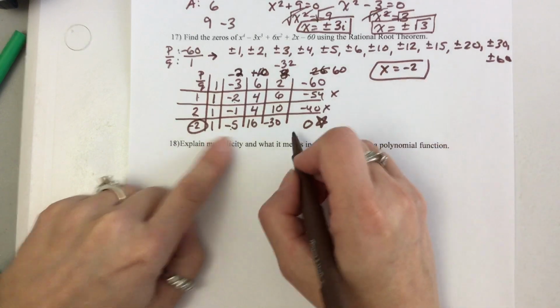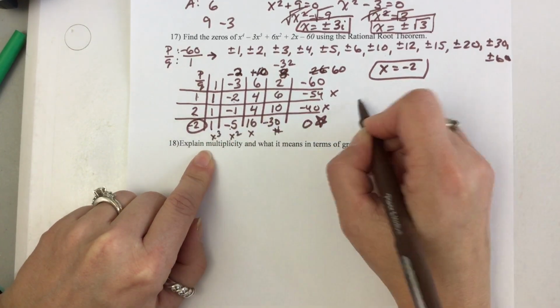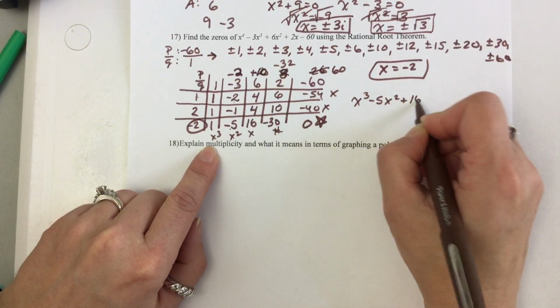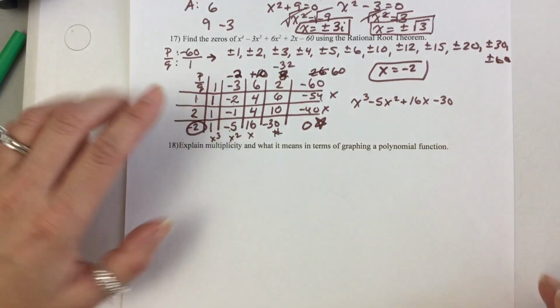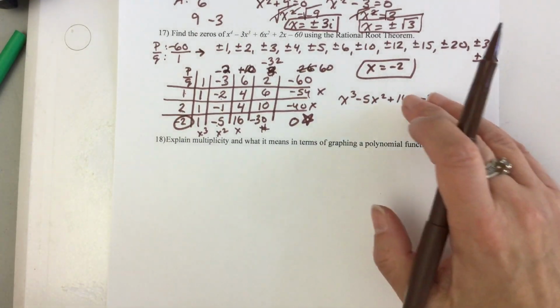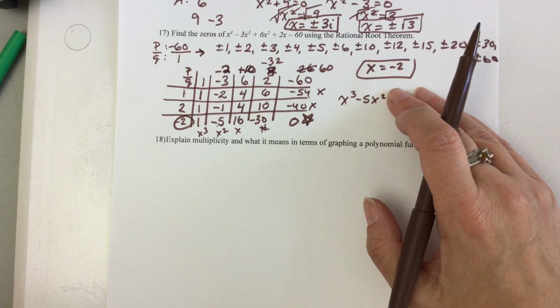When I look at what I have left, this is a number, this is x squared, this is x cubed. So I have 1x cubed minus 5x squared plus 16x minus 30. I need 3 more solutions. Yes, this has 4 terms, so technically it's a possibility to group. If I look at those two, I could take out 2 x's. Well, it'd be x minus 5.